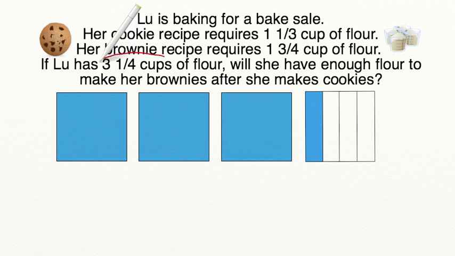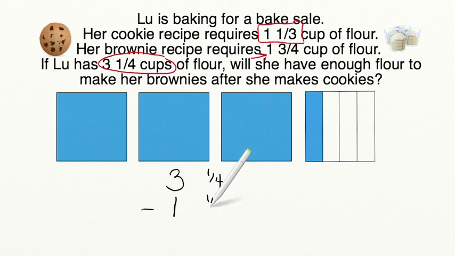We know that we're starting with 3 1/4 cup of flour. So I have that shown below. We have 3 wholes and 1/4. We know we're going to start by subtracting 1 1/3 because she's making cookies first. And then we can see if she has at least 1 3/4 cup left over for the brownies. So let's go ahead and put this into an equation. We have 3 wholes and 1/4 of flour that she's starting with, and we're going to subtract 1 whole and 1/3 that she's going to use for the cookies.